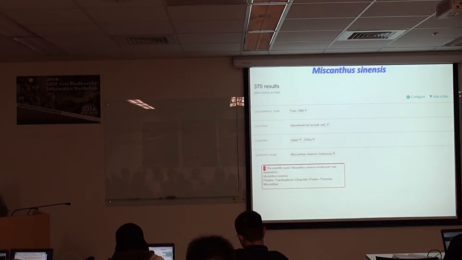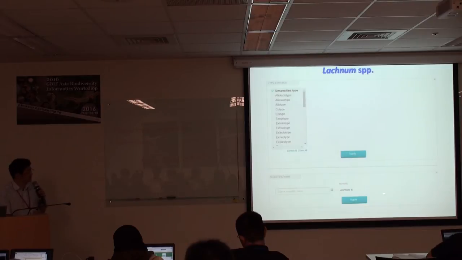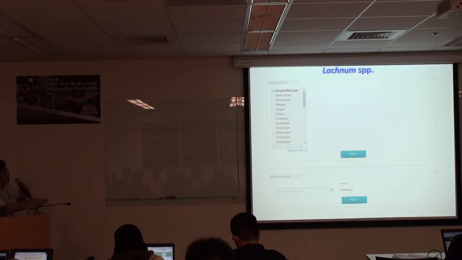It's very dynamic. Now, thinking about the lacunum species, everything you have to do is enter lacunum as a scientific name and choose this one, unspecified type. Okay. And from the keyword, type status.